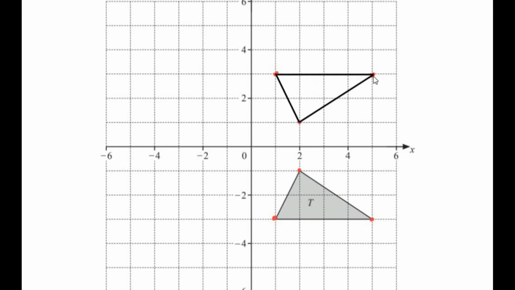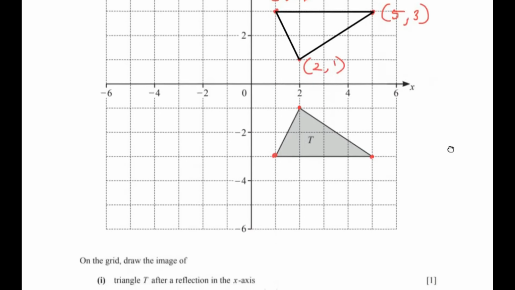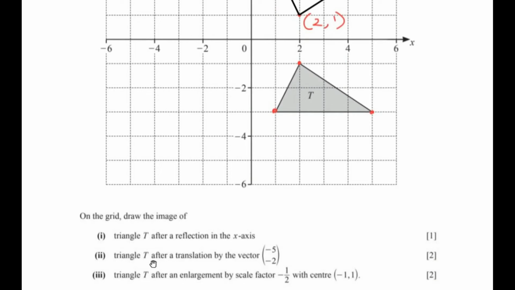We have the x coordinate of this point as 5 and y coordinate as 3. For this point it is going to be 2, 1, and for this point the x coordinate is 1 and the y coordinate is 3. So this is the reflected triangle along the x-axis. Now the second sub-question is the triangle T after a translation by the vector -5, -2.